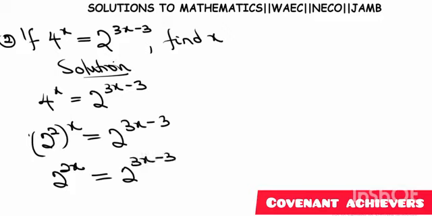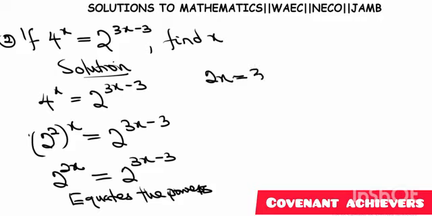And from here, equate the powers. And when you equate the powers, what are you going to have there? You are going to have 2x equals 3x minus 3. And from there, what are you going to do? You are solving for x.